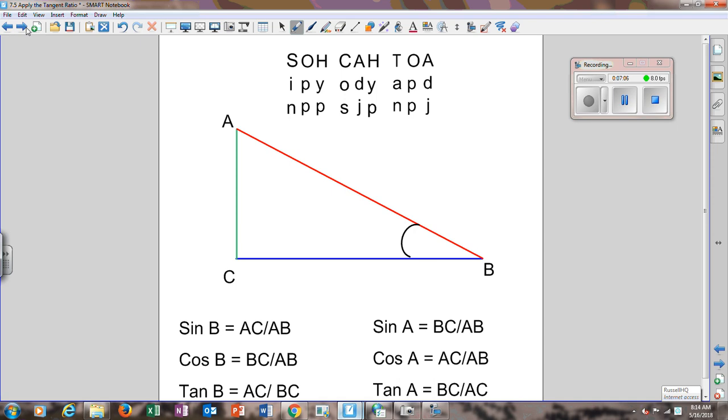Easy way to remember this is SOHCAHTOA. So we have the sine function is opposite over hypotenuse. Cosine is adjacent over hypotenuse. And tangent is opposite over adjacent. So you have SOHCAHTOA.